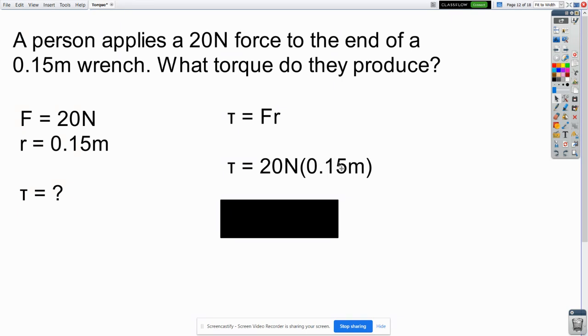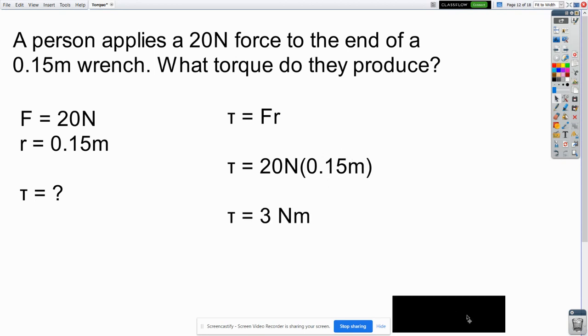And again, this assumes that we are pushing all the way on the end of the wrench. If you were not pushing all the way on the end of the wrench, that would change your radius. 20 multiplied by 0.15 is 3. And again, the newton meters just combine together to make that new unit.